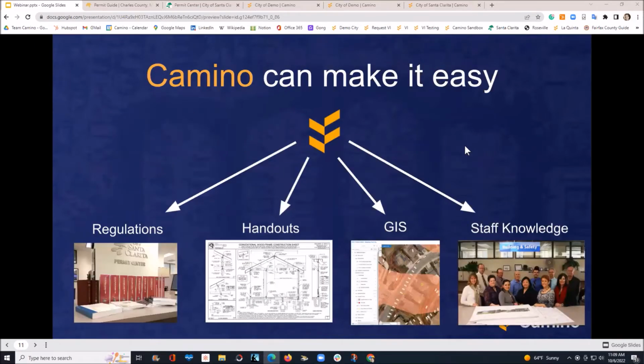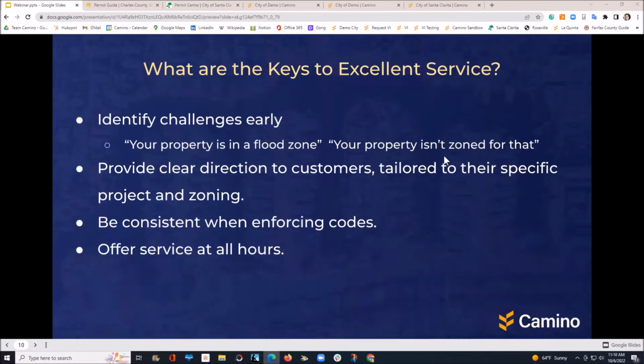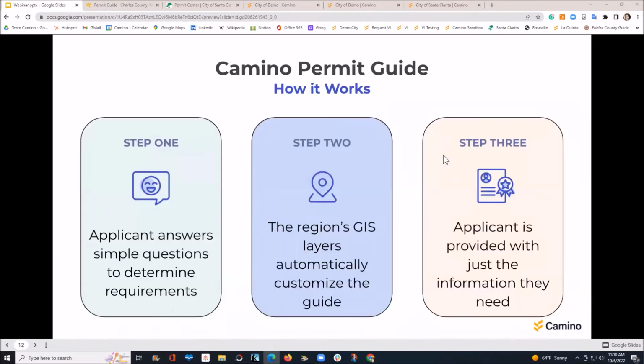And what we'll be talking about today with Camino, that's what we do, right? Camino takes all those regulations and handouts that you have on your website. We also bring in GIS into our system to know flood zones, historical zones, city or county limits, etc. But also, most importantly, bring in your staff knowledge, right? Everyone has this in their head as to how this would go, and now we're bringing that into a system that can manage that and share that with everyone. So how does it work?